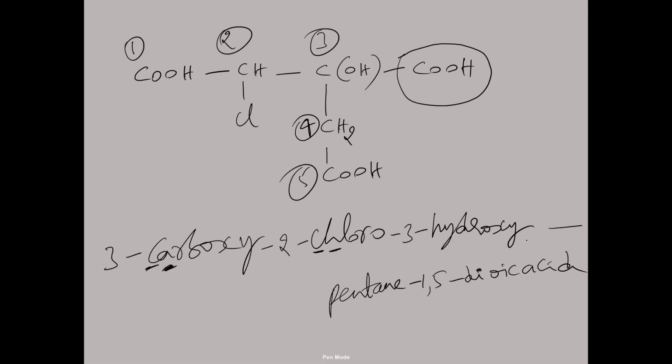Is the concept clear, ma'am? So here we have taken this COOH group as a substituent, and this COOH is the principal group. Is the concept clear? Let's take the screenshot of this one. Okay. So these are some of the important examples of IUPAC nomenclature.